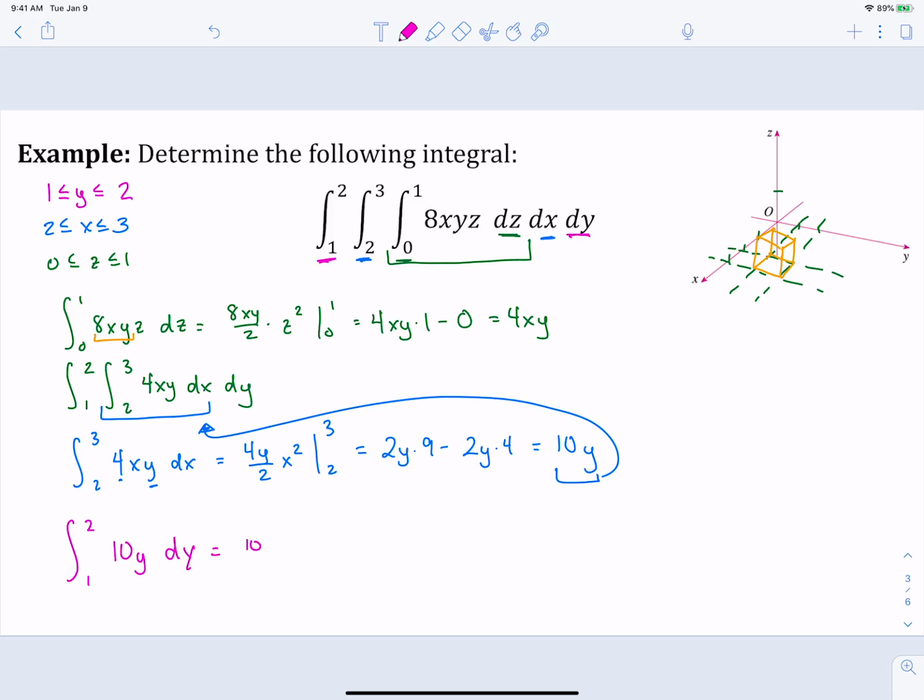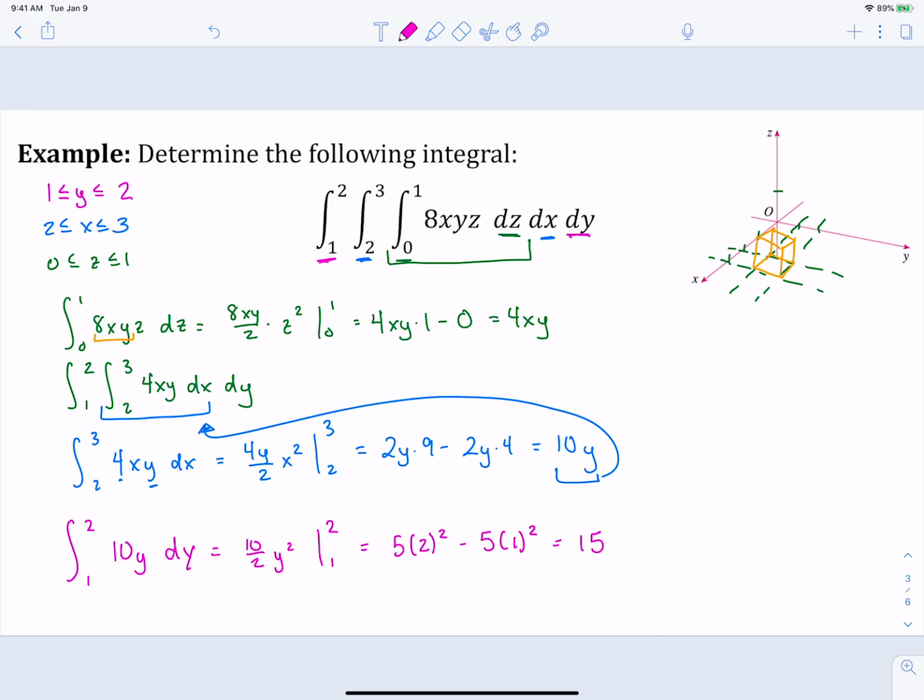All right, so we're down to the end here, and we can do this integral. So we get 5 times 2 squared minus 5 times 1 squared, and then this is going to be equal to 15. All right, so when we've got ones like this that are set up, not too bad. It's just one extra integral that we have to take.